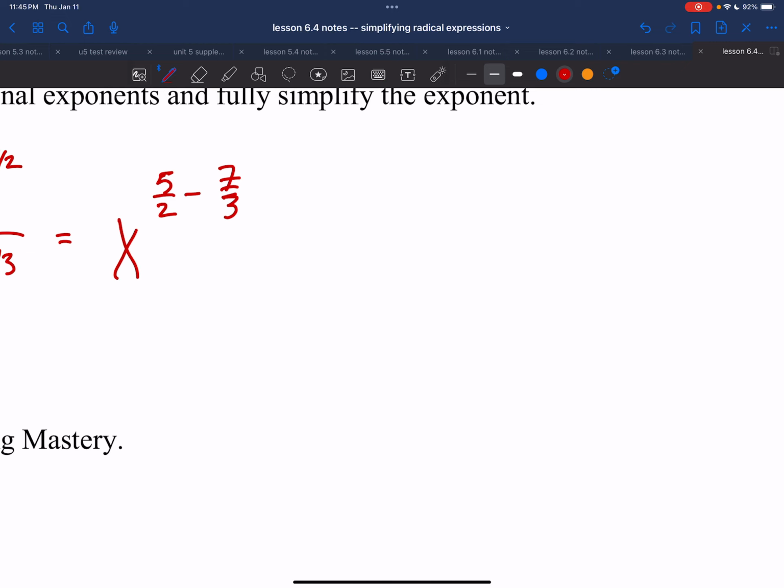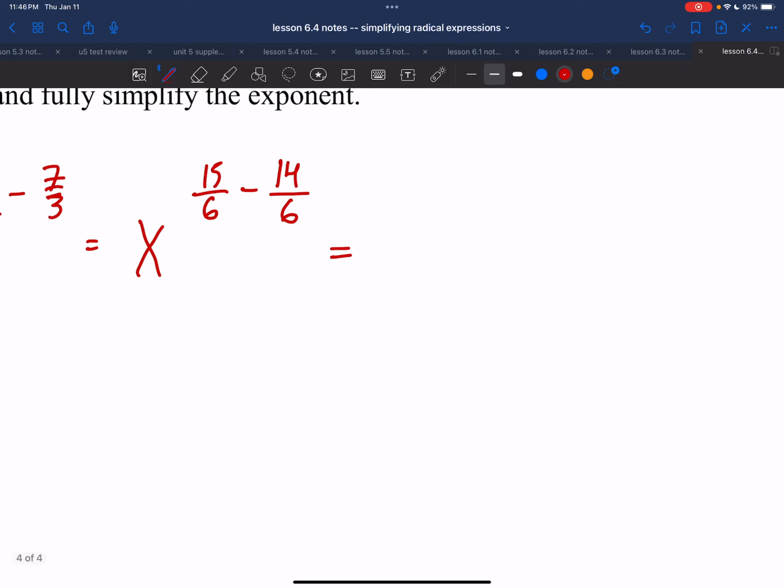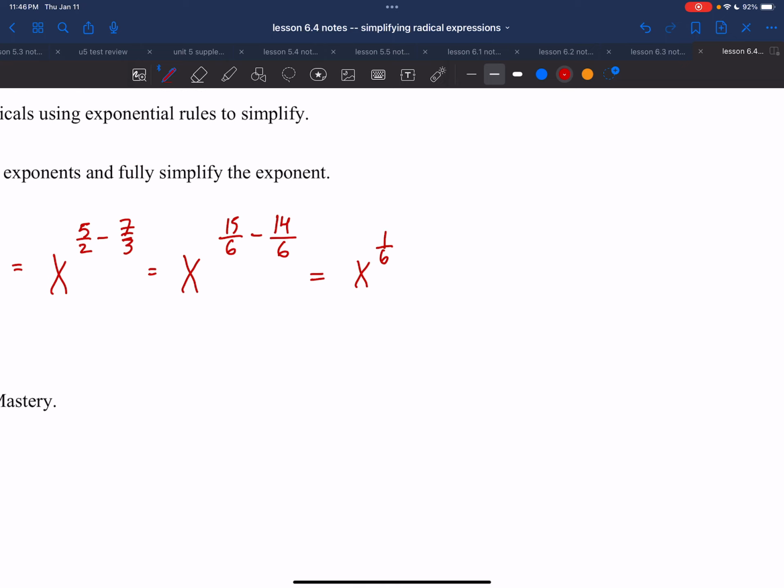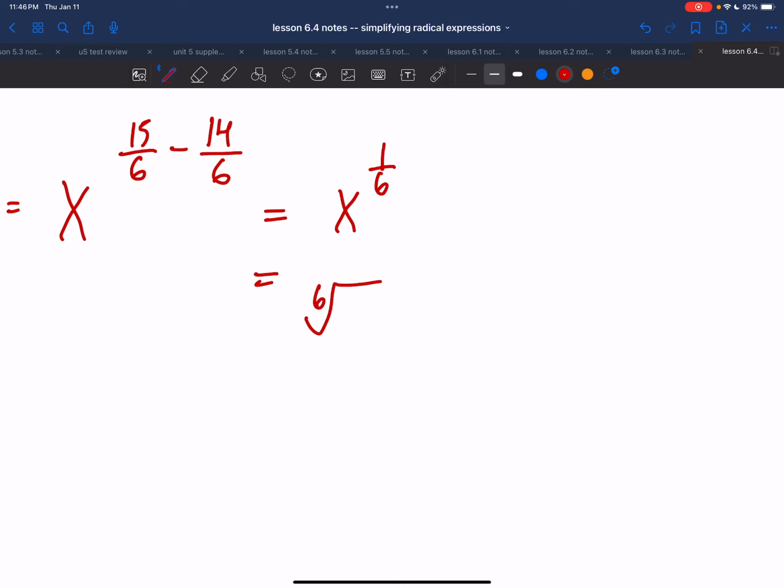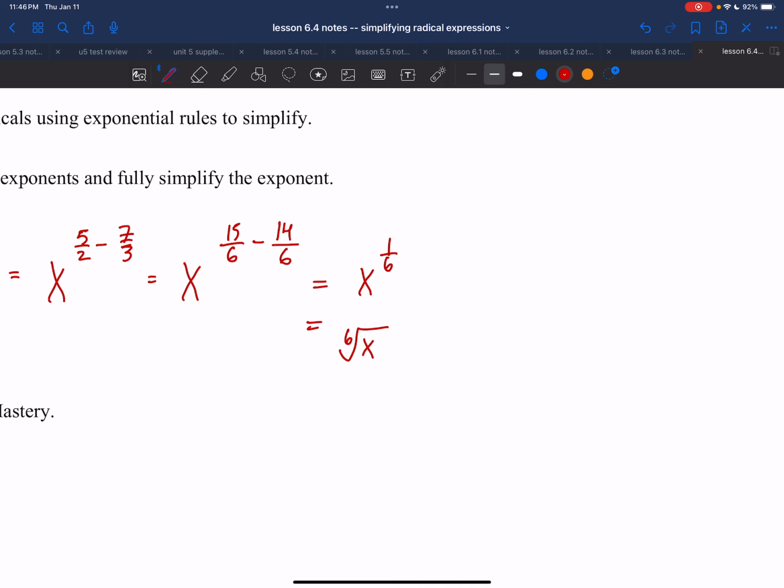But that is fourth grade? What is that? What's 5 halves minus 7 thirds? Well, you have to get a common denominator, right? So you say 15 over 6, I got that by multiplying by 3 on top and bottom, minus, and then you do 2 on top and bottom for the other one, so 2 times 7 is 14, and 2 times 3 is 6, and so this gets me x to the 1 over 6, which is also equivalent to the 6th root of x. And so you could just say, hey, that's the answer.